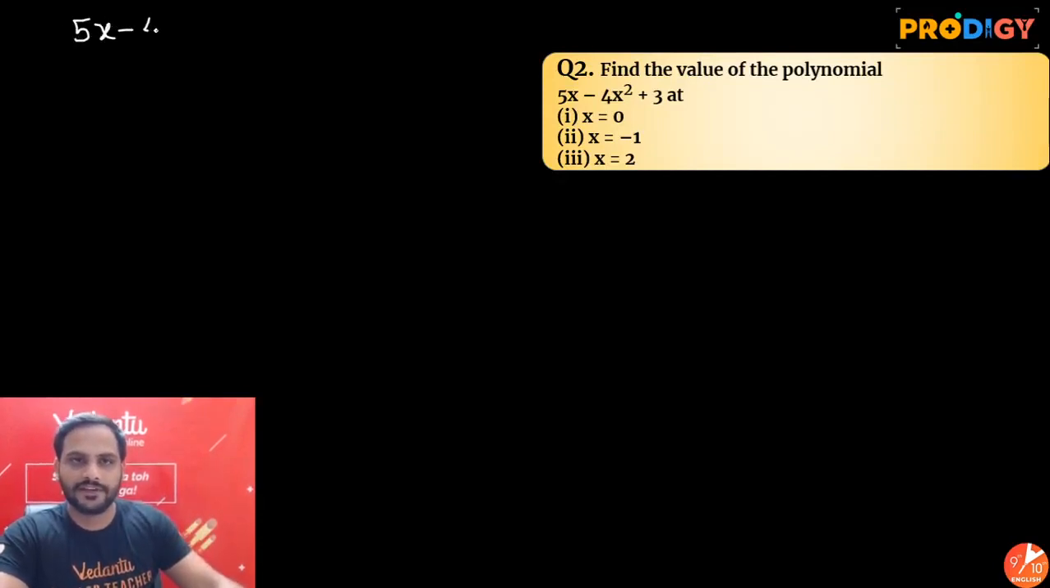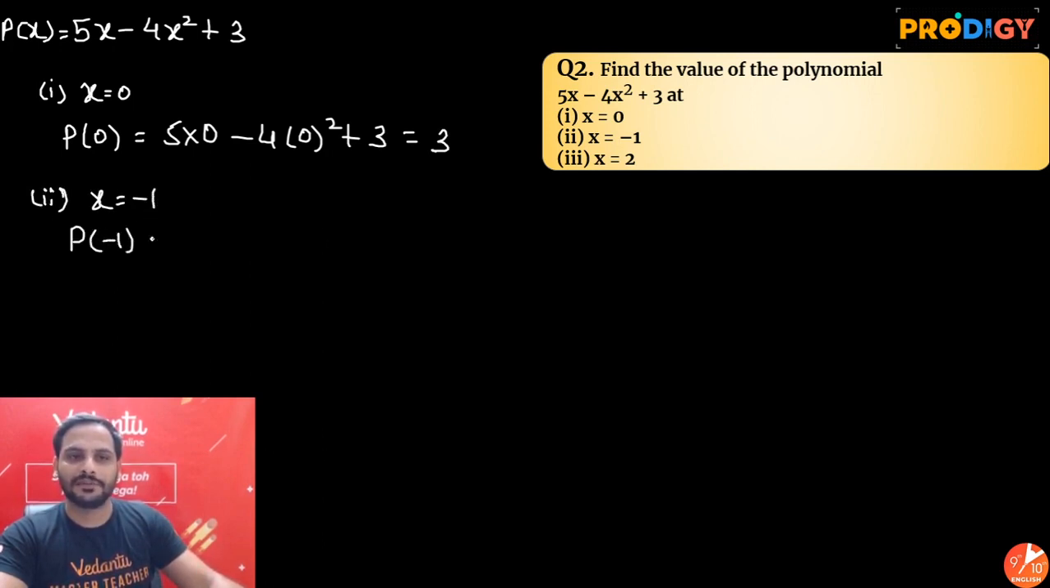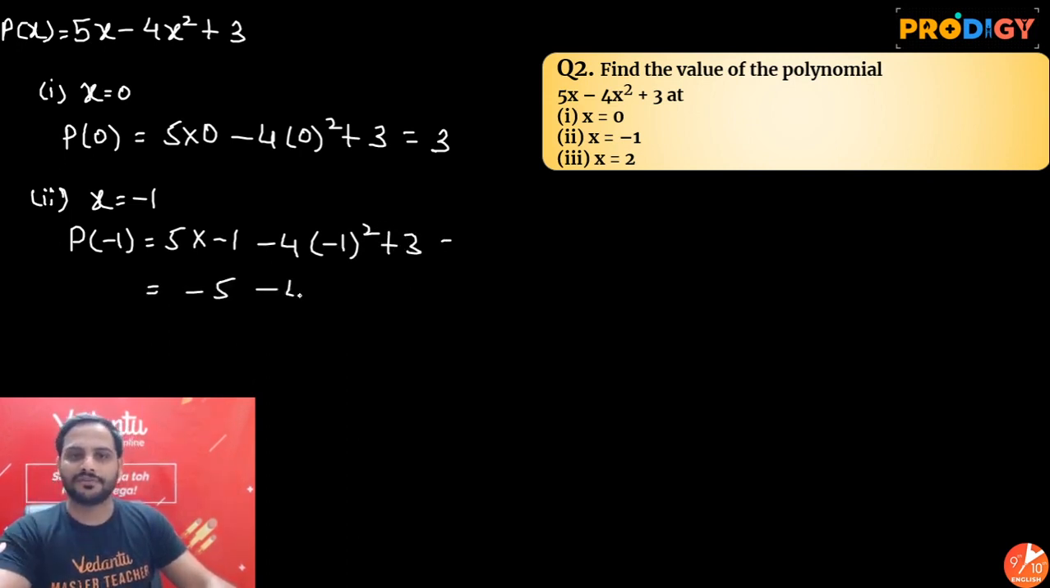Next question, find the value of this polynomial. The polynomial is 5x minus 4x square plus 3, and they are saying find its value, first at x equal to 0. So p of 0 will be 5 into 0 minus 4 into 0 square plus 3, so 0, 0, this is equal to 3. Second one, at x equal to minus 1. So p of minus 1 will be 5 into minus 1 minus 4 into minus 1 square plus 3. So 5 into minus 1 is minus 5, minus 1 square is 1, 1 into minus 4 is minus 4 plus 3, which is equal to minus 6.